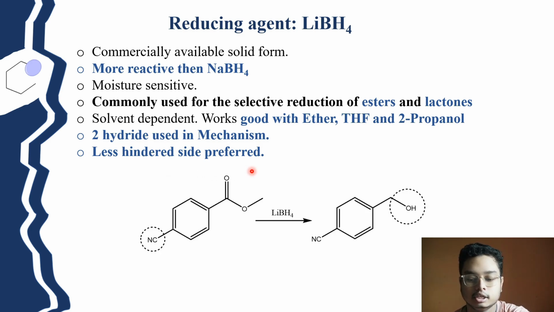So here you can check the example. In this particular starting material there are two functional groups: one is the ester functional group, and the other is a CN functional group. LiBH4 selectively reduces the ester to its corresponding alcohol, but the CN group is not affected during this reaction.